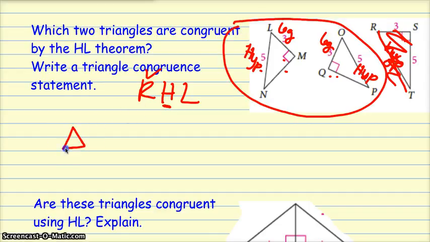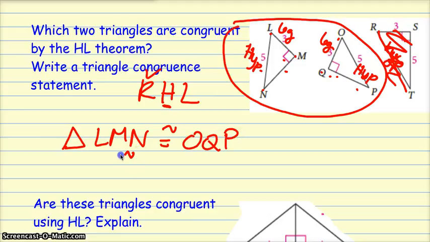You have lots of options for your congruent statements. Pick a particular order, and whatever you pick, make sure you stick with it. So I'm going from L to M to N, so I'm going to go O to Q to P. And if you were to rearrange this at all, you'd need to rearrange those.